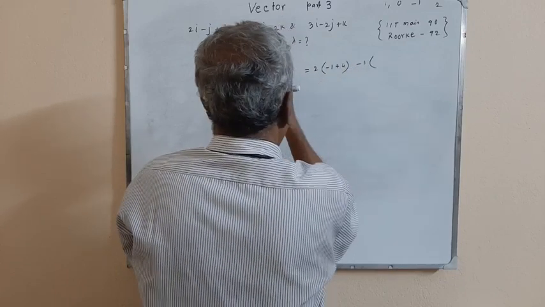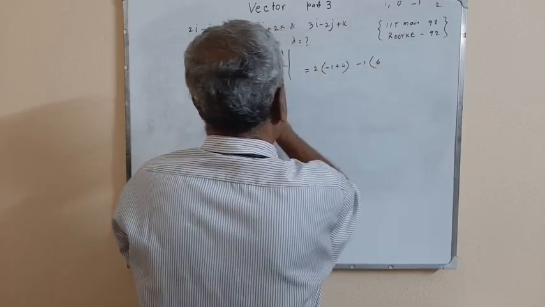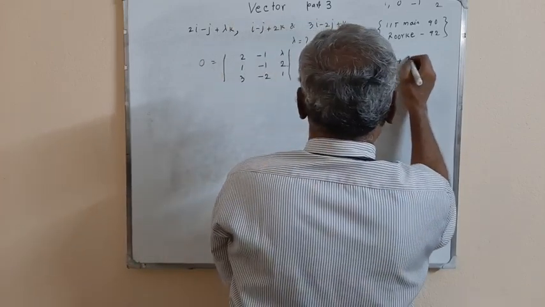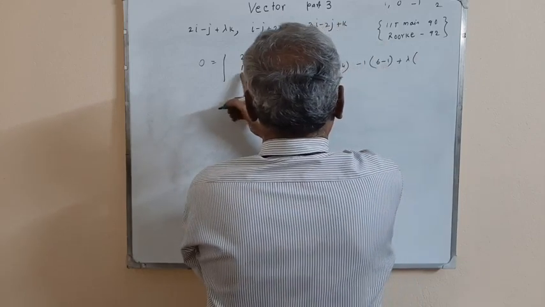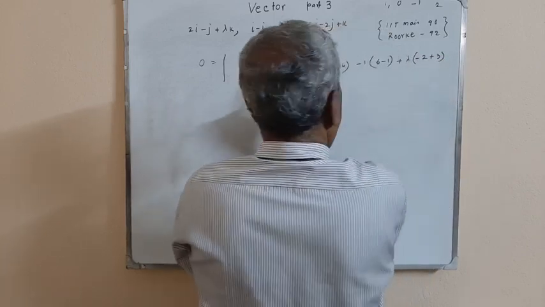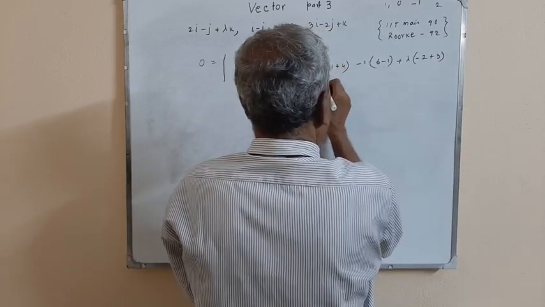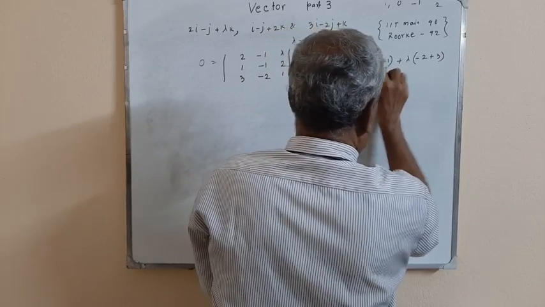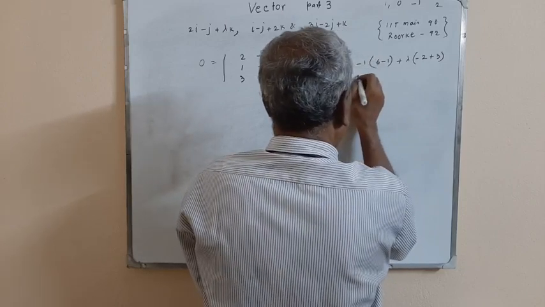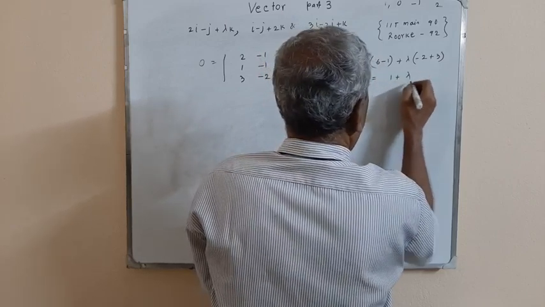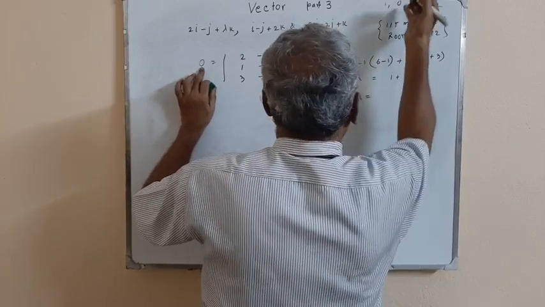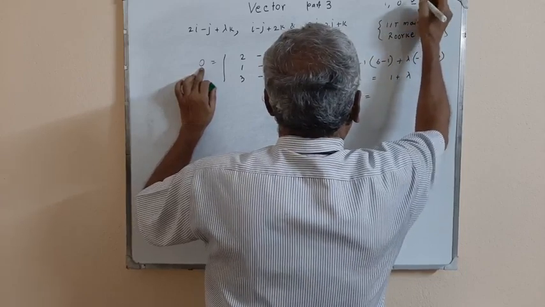Then -1 into 1 minus 6, plus lambda into -2 plus 3. So that it is equal to 5 minus 5 plus lambda, which is 1 plus lambda. Hence, 1 plus lambda is equal to 0. So lambda is equal to -1. So this option is correct.